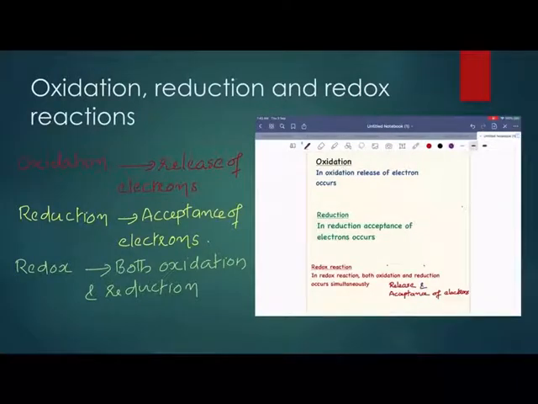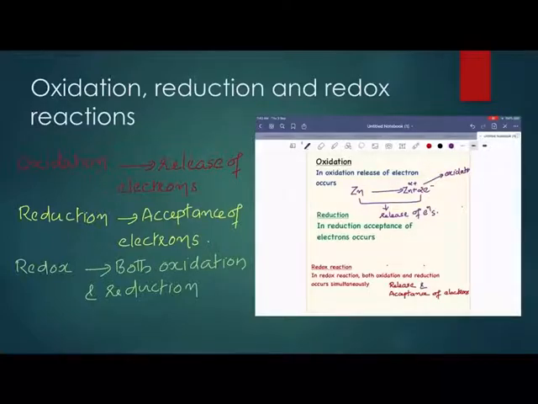In oxidation, release of electrons occurs. For example, a zinc atom releases 2 electrons and becomes zinc ions. So here release of electrons occurs. So this reaction we can call an oxidation reaction.